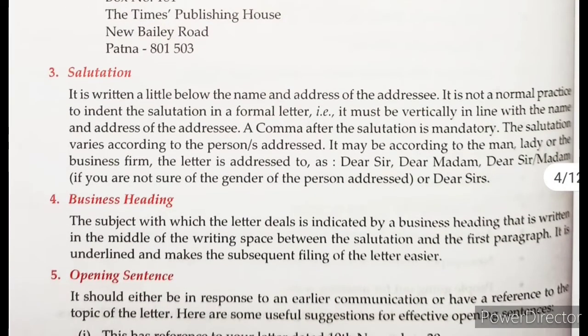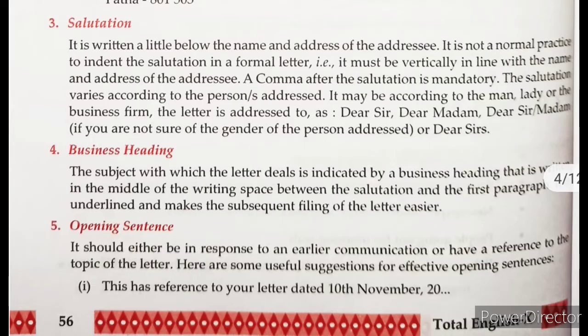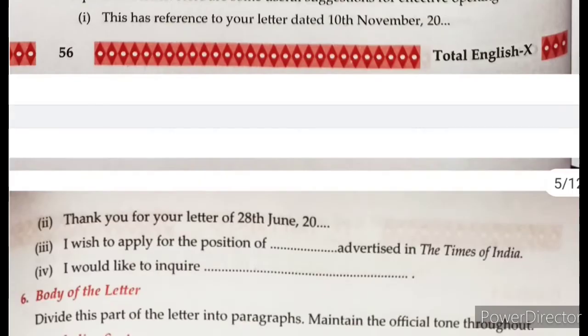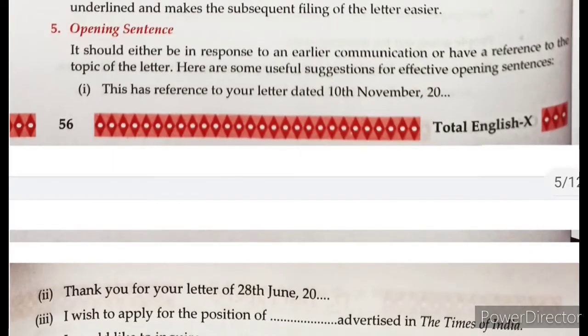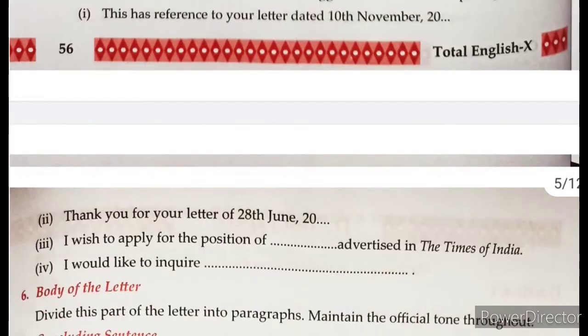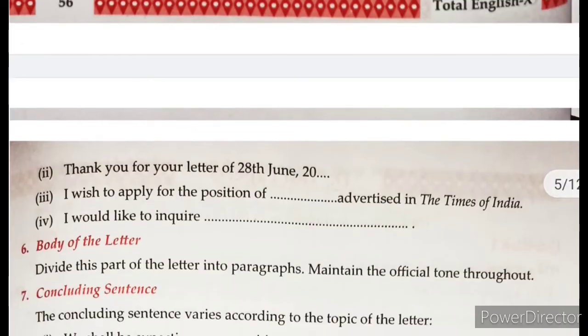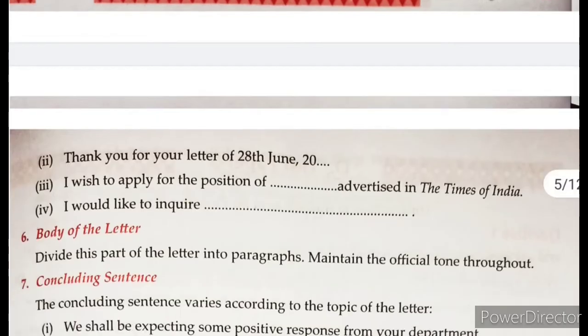Now here you have the details of salutation, business heading, opening sentence. Business heading is nothing but subject matter or subject. The opening sentence can be, this has reference to your letter dated 10th November so and so. Or else, thank you for your letter of 28th June so and so. Or else, I wish to apply for the position of, mention the position, that's why there is a dash, advertised in the Times of India. Or else, I would like to inquire, if you are sending an inquiry letter.